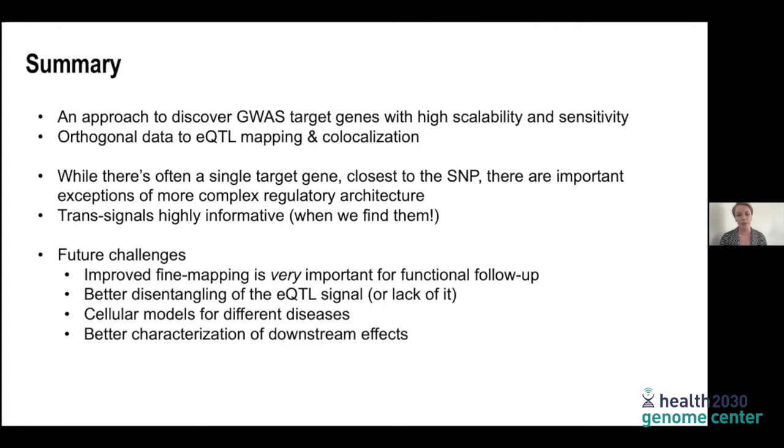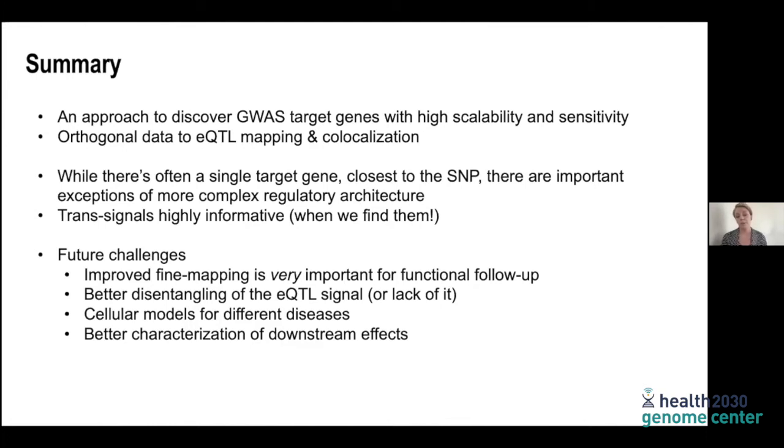And this is something that we plan to dig a little deeper into, to understand what eQTL analysis captures, what this type of analysis captures, and why they aren't in more agreement. But I think it's great that they provide orthogonal data, because that allows us to get a more comprehensive view. And I think it's interesting that while there is often a single target gene that is closest to the SNP, there are important exceptions of more complex regulatory architecture in these loci. And then these trans signals are highly informative in terms of developing hypotheses of the actual cellular mechanisms.